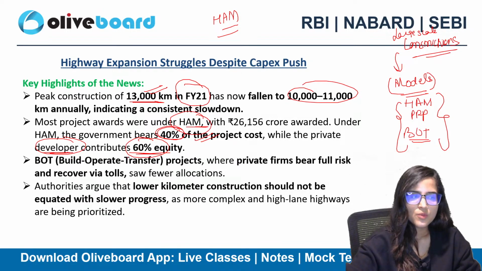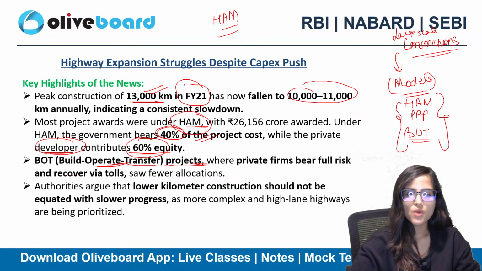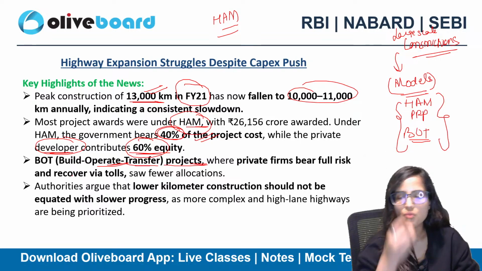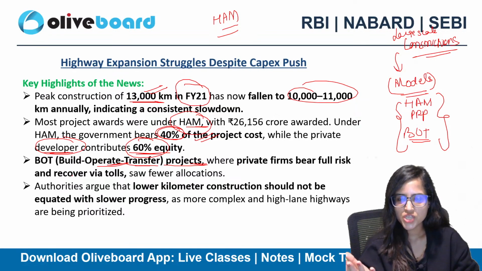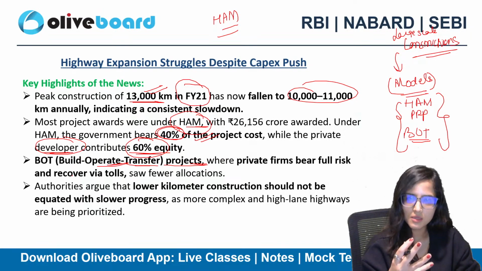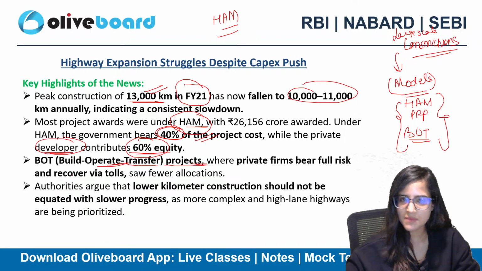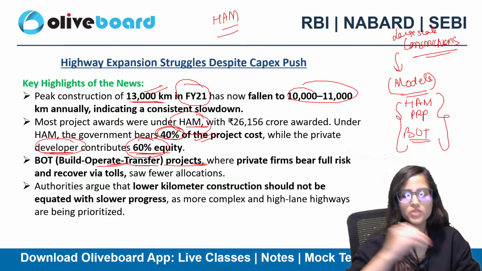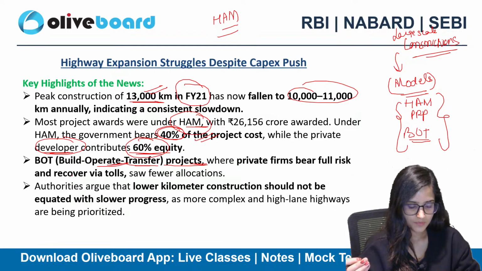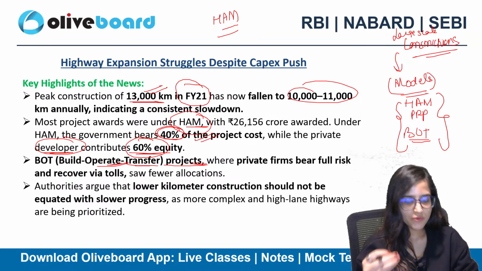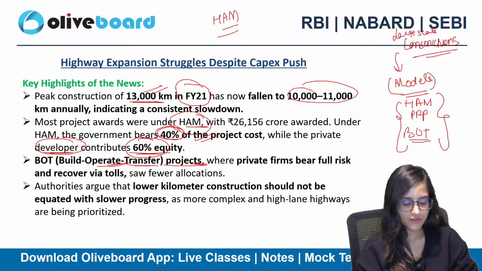Okay, then we have build, operate, transfer projects as well. What happens under a BOT project? We give the project to the private sector. They are going to build, operate for some time, and then transfer the ownership back to the government. This is what happens.